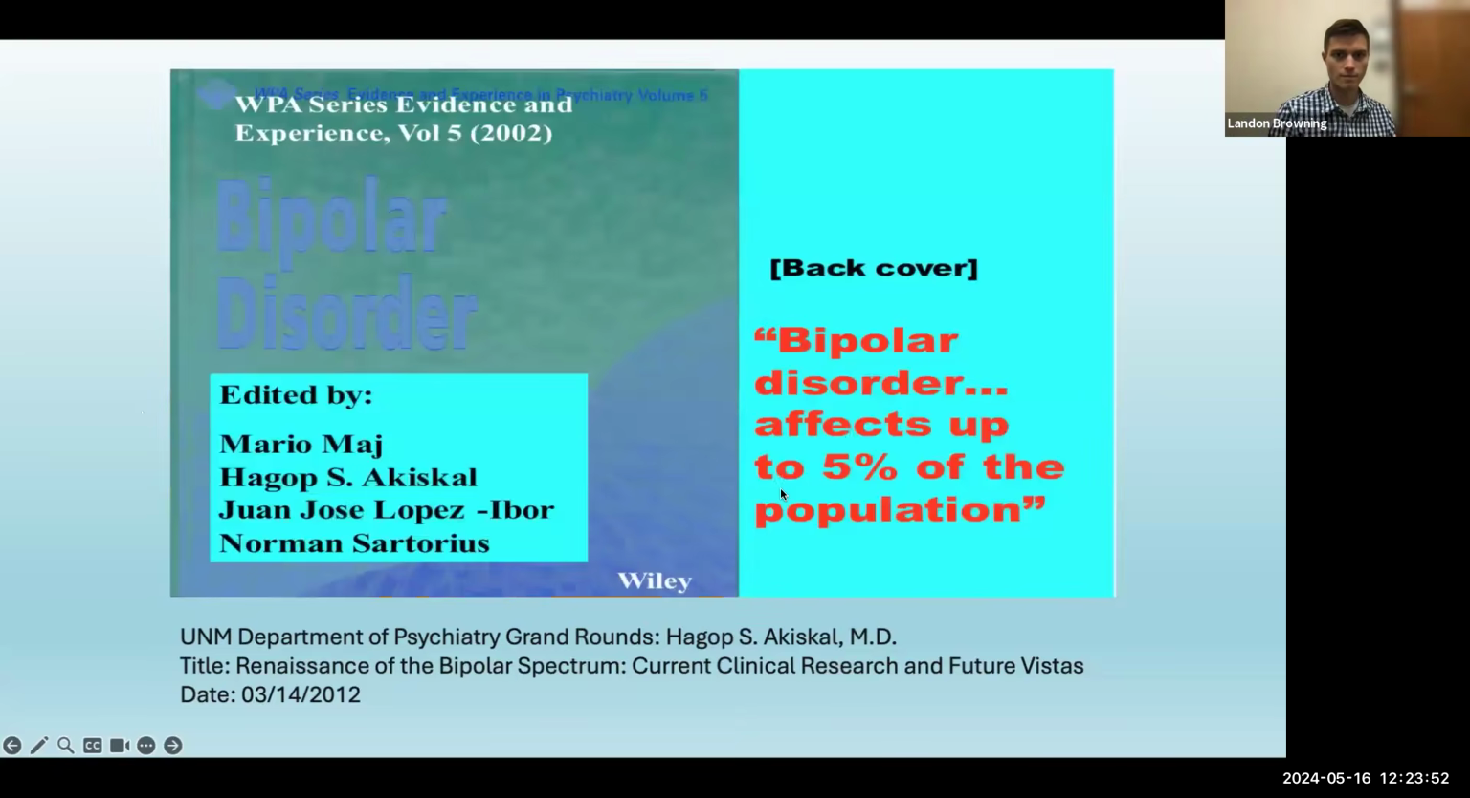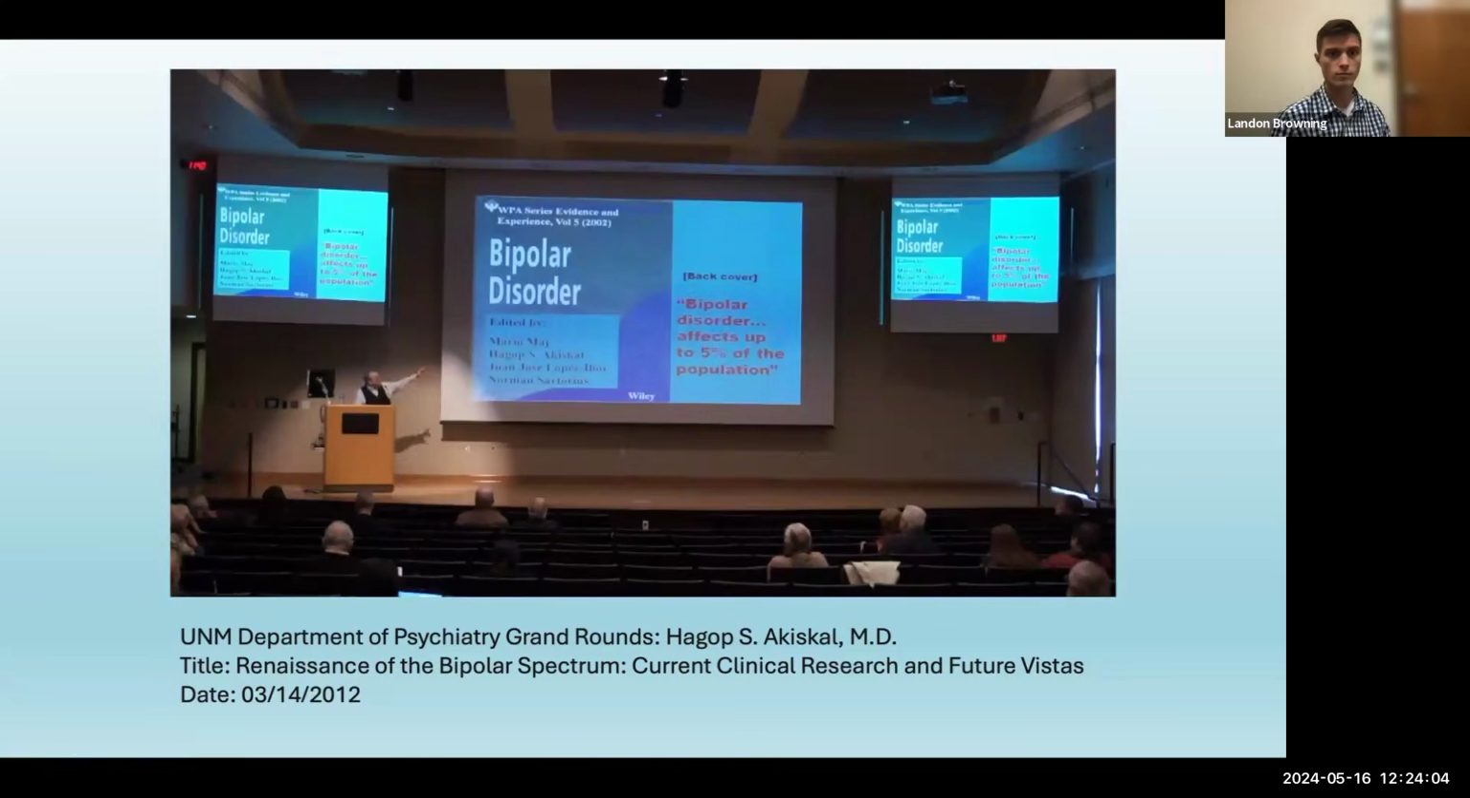I like this. It's a book in which I wrote the first chapter, and the book is edited by 3 presidents of the World Psychiatric Association. And the publisher, to sell the book, if something is very common, it will sell more books. That's the idea. It says from my chapter that it affects up to 5% of the population. That's the spectrum. There's no question about it.